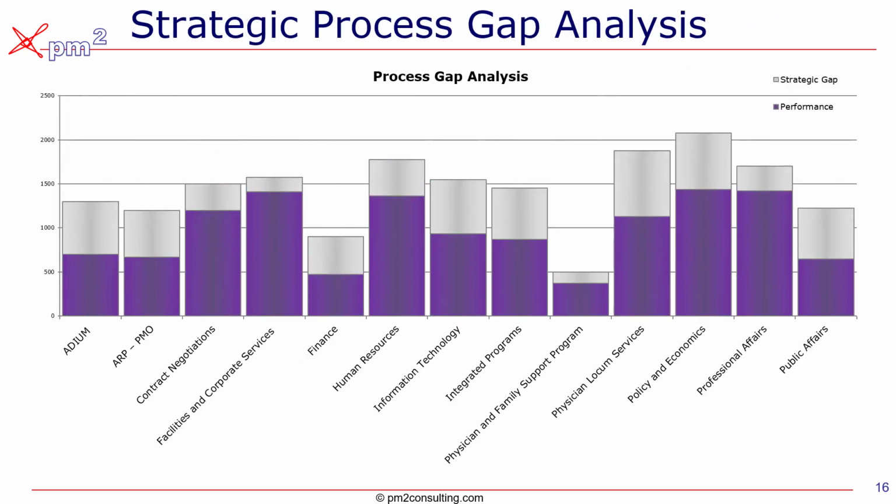In fact, we can add that up by process and see which processes have the largest gaps. And again, this is just fictitious data. Don't you wish you knew what the actual numbers were? And this makes sure that we do our process improvement where it has the most impact.